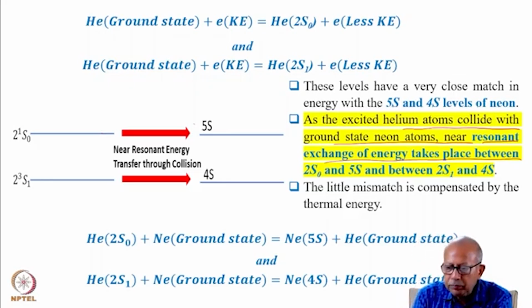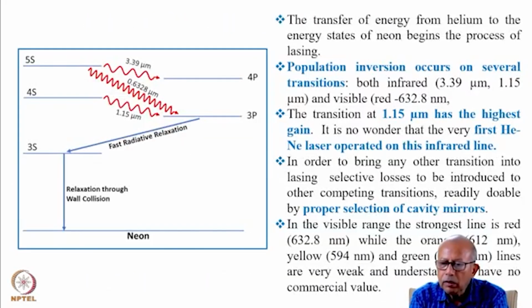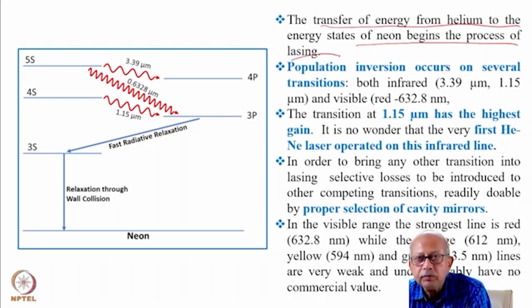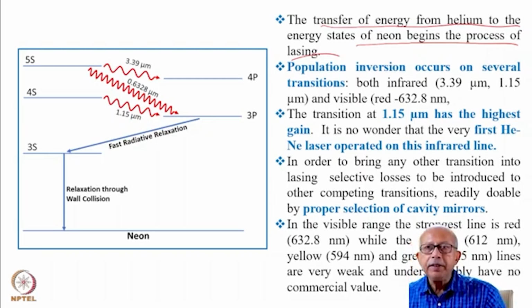So then, the transfer of energy from helium to the energy states of neon begins the process of lasing because you have now created population inversion. You have to place, of course, your active medium inside an appropriate cavity. I'll come to this in a while.